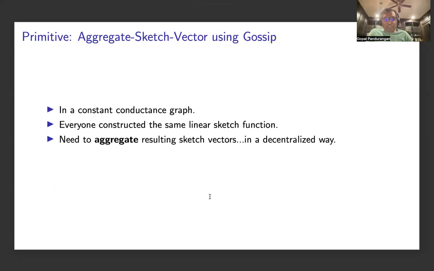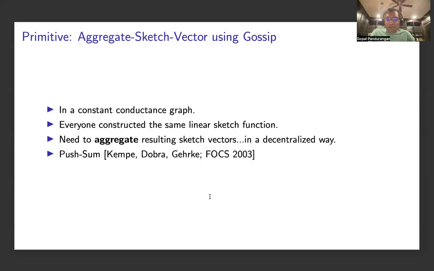So let me talk about these 2 primitives. One is this aggregate sketch vector using gossip. This procedure is executed in a constant degree expander. The idea is, because we have done the rumor spreading step, everybody has the same log square n random bit string. And now every node has computed a sketch function. And now the main thing to do is to aggregate these sketch vectors. And this has to be done in a distributed way.